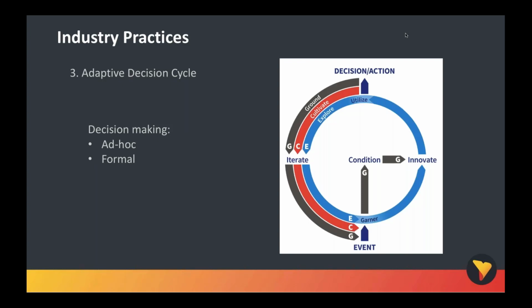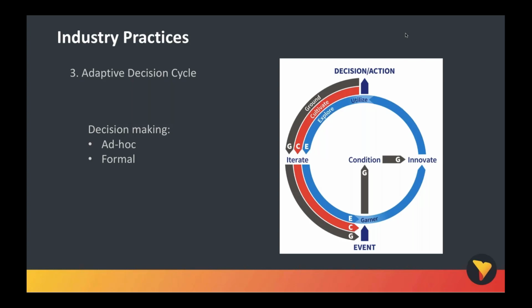So for the third one, the adaptive decision cycle, in an organization, we can make decisions in two main ways, ad hoc and formal. Ad hoc allows us creative use of data and uncovering insights, and formal usually implies a governed control environment. So to get the best results, it's possible to combine these two into a cycle, the decision cycle, which is presented on the diagram on the right.